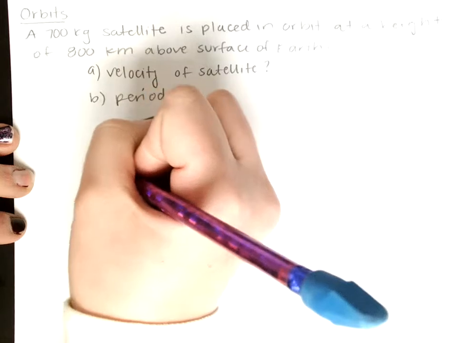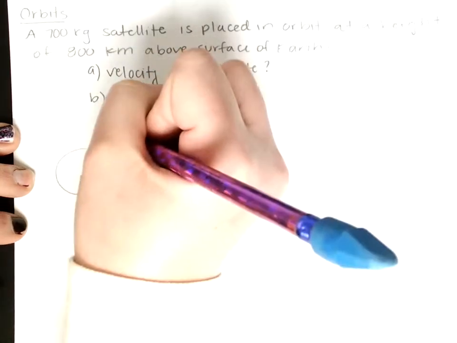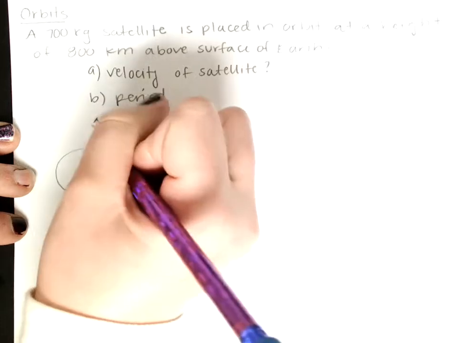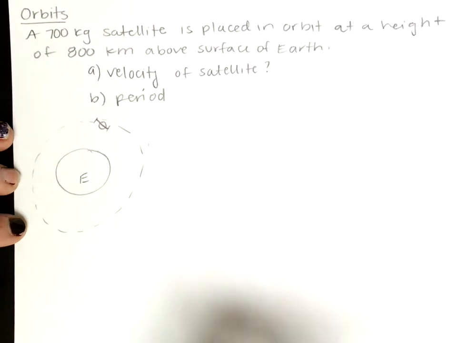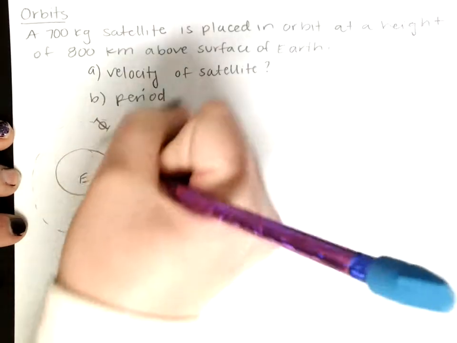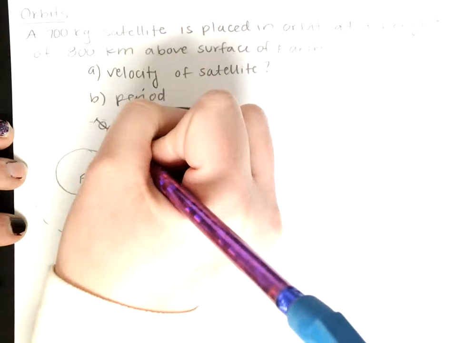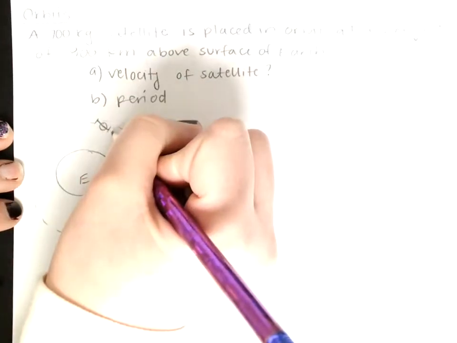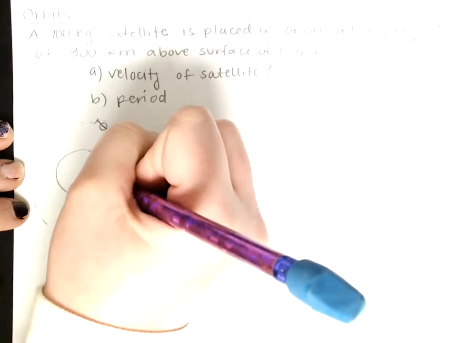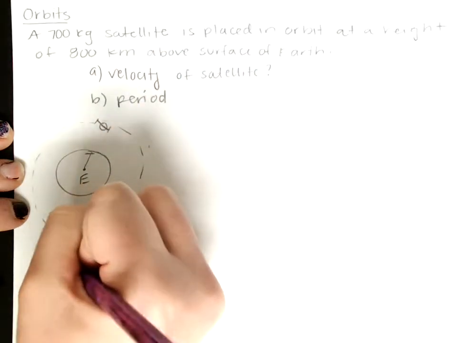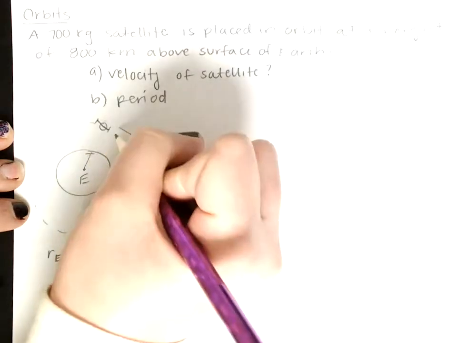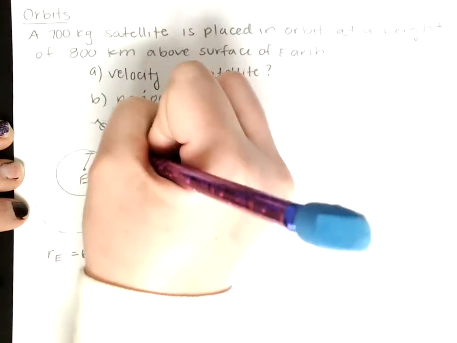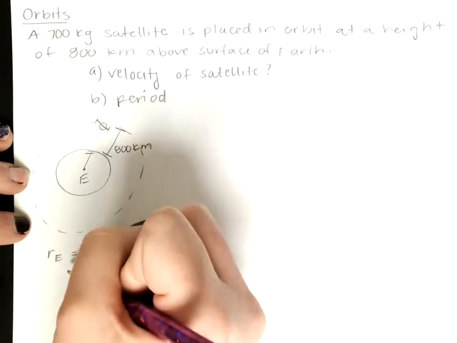So let's draw a picture first. We have Earth, and we have the satellite, which is rotating around Earth. Obviously, my picture is not to scale. We're going to say that's a perfect circle. Basically we have a circular motion problem, and we know that the radius of Earth is 6.38 times 10 to the 6 meters. And the satellite is a distance of 800 kilometers above, which is equivalent to 800,000 meters above.